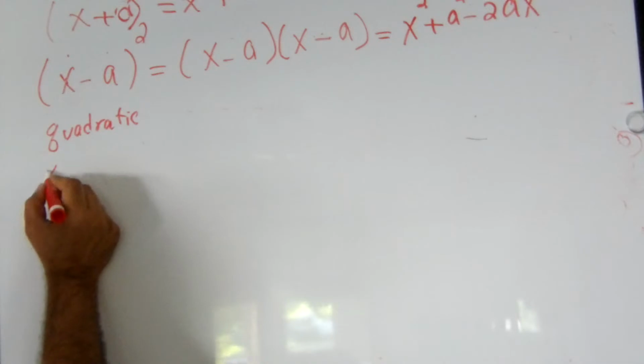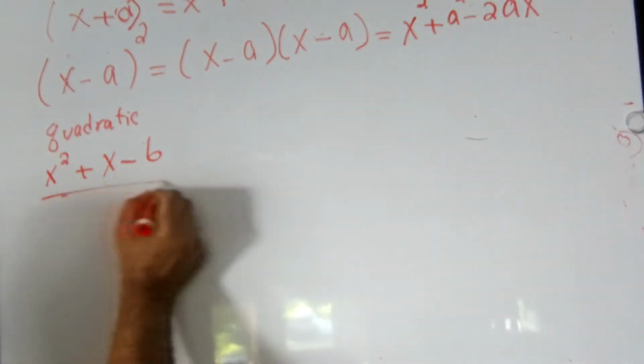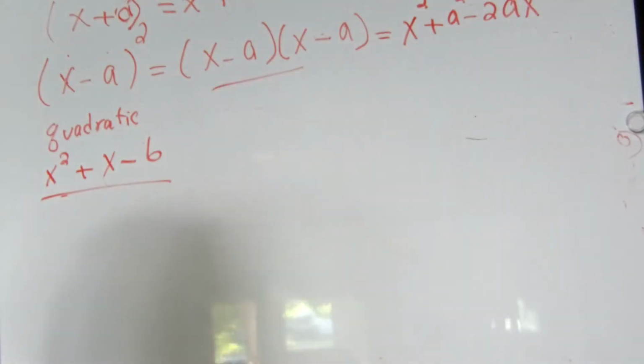Now, if we have an equation, a quadratic, you know, like x squared plus x minus 6, and you want to write it in factor form, how do you do that?